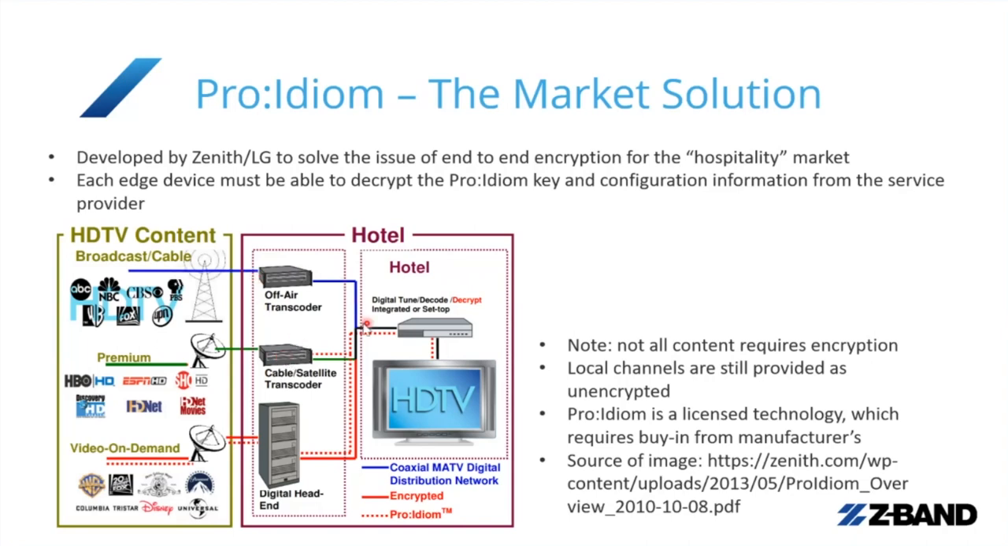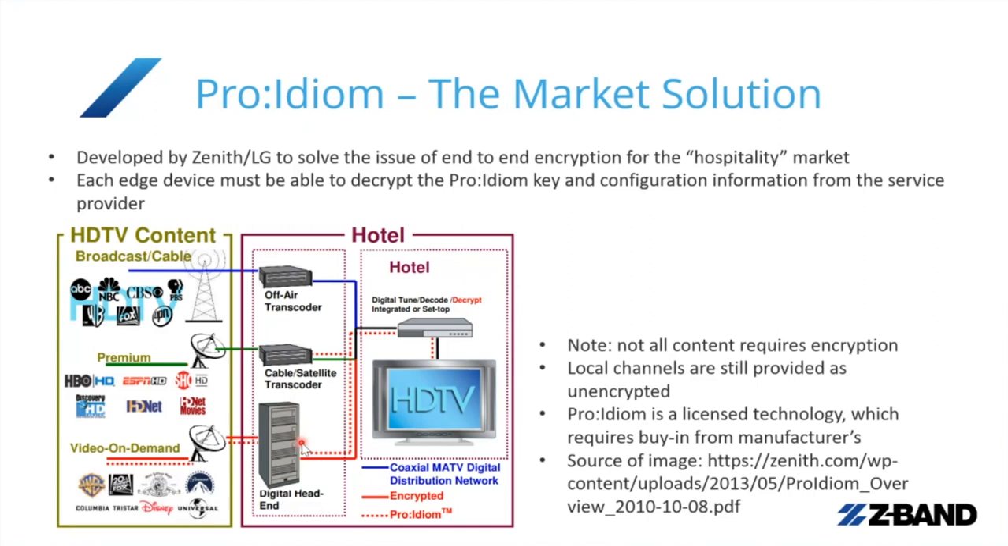Number one, not all content requires encryption. And then the content that does require encryption with Proidium specifically, that's going to be a fixed key encryption. So all that you need from a client standpoint is a television or set-top box that speaks Proidium and understands it. It's a little different than some of the other DRMs that we'll cover in just a couple of slides that don't handle things quite that way.